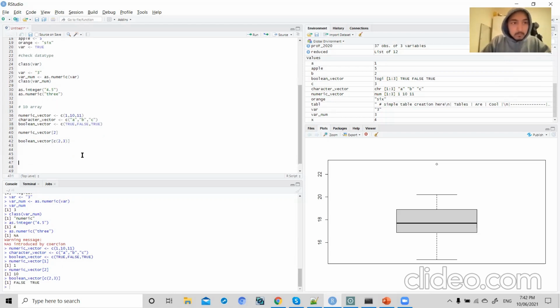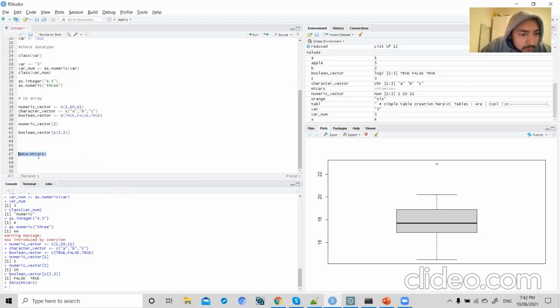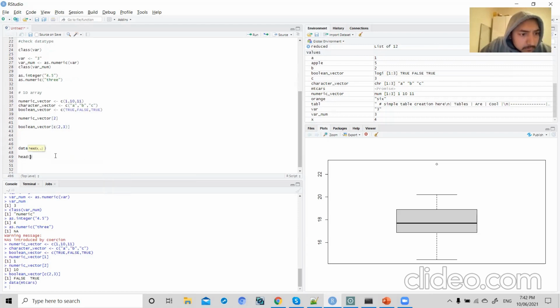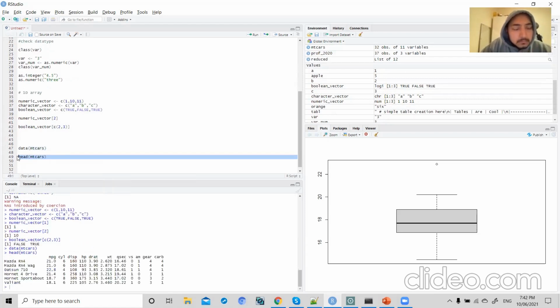Now we will be using a default data set that we have in R. In R we have a default data set of mtcars. If we run this mtcars, and if we look at the head of mtcars, this is the default data set that we have in R. This data set contains the car information, like the MPG, how many cylinders this car has, what's the displacement, what is HP, horsepower, I think. So these are the information related to the car.